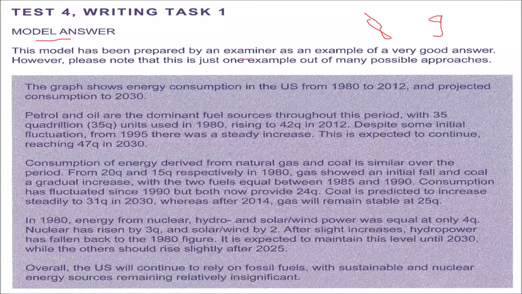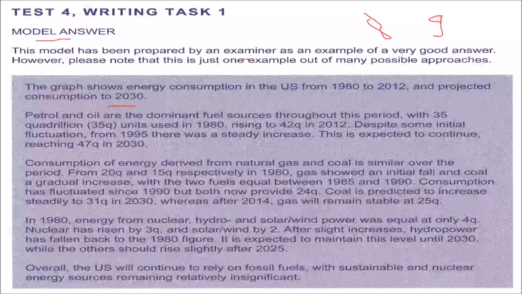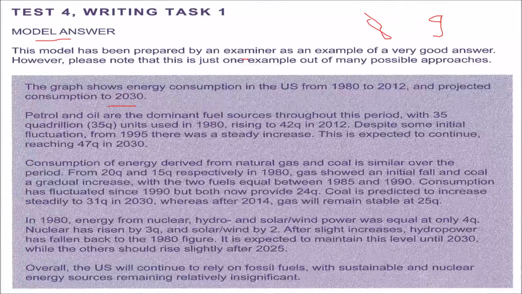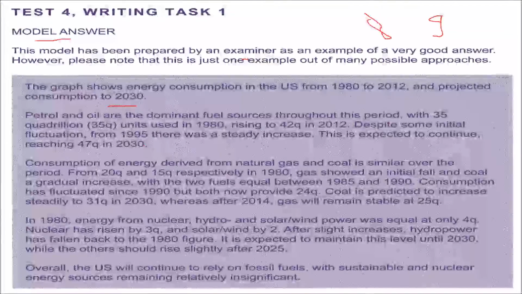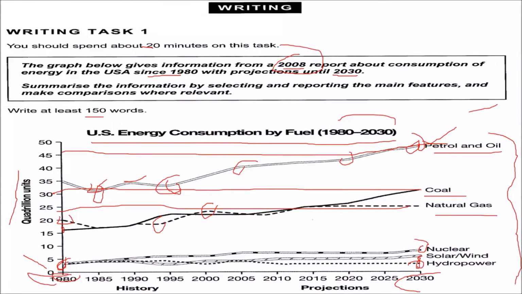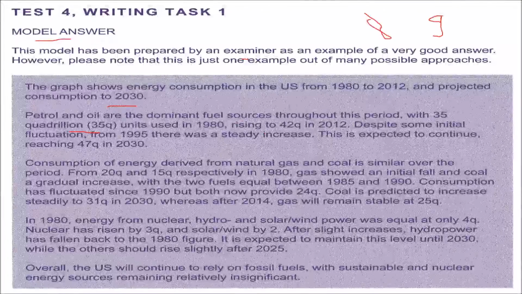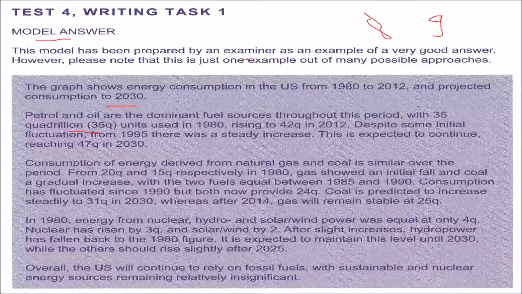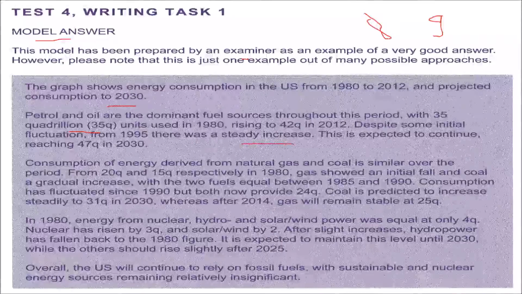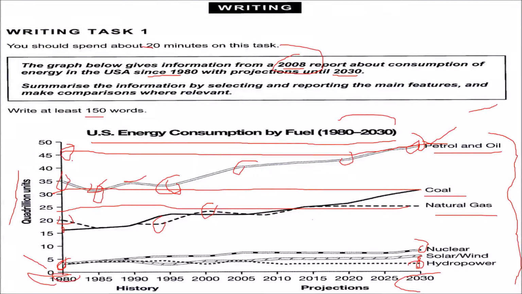The graph shows energy consumption in the US from 1980 to 2012 and projected consumption to 2030. Petrol and oil are the dominant fuel sources throughout this period, with 35 quadrillion Btu units used in 1980, then rising to 42 quadrillion in 2012. Despite some initial fluctuation from 1995, there was a steady increase, and this is expected to continue, reaching 47 in 2030, which I just denoted will be around 47.